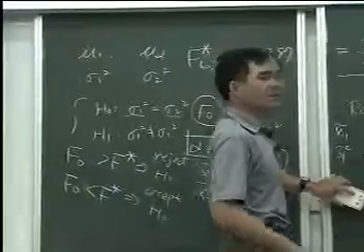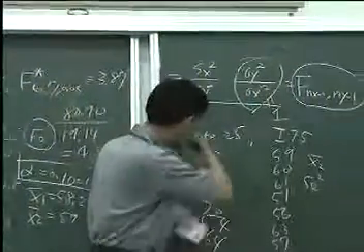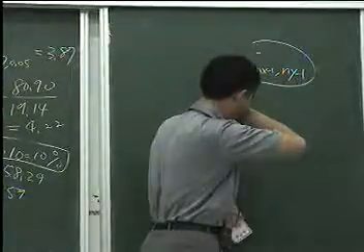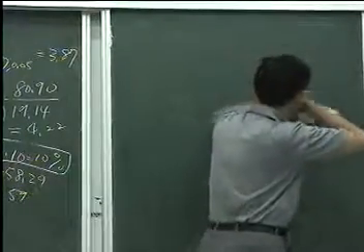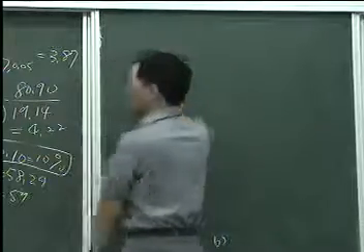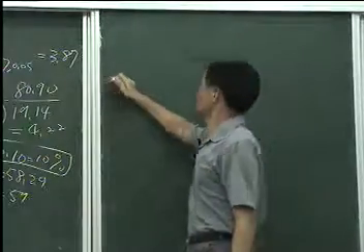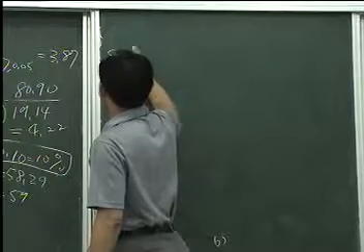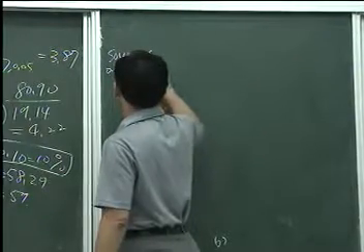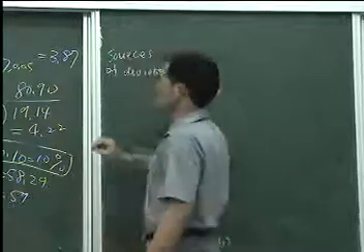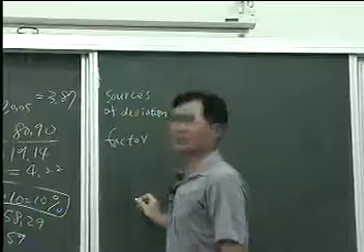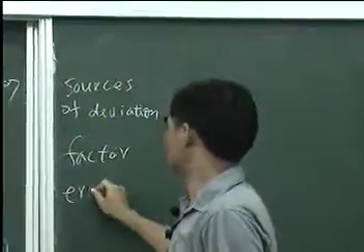Okay, we will do some more examples. So, what is the ANOVA table? This is the sources of deviation, right? The first one is factor, right? The second one is error.